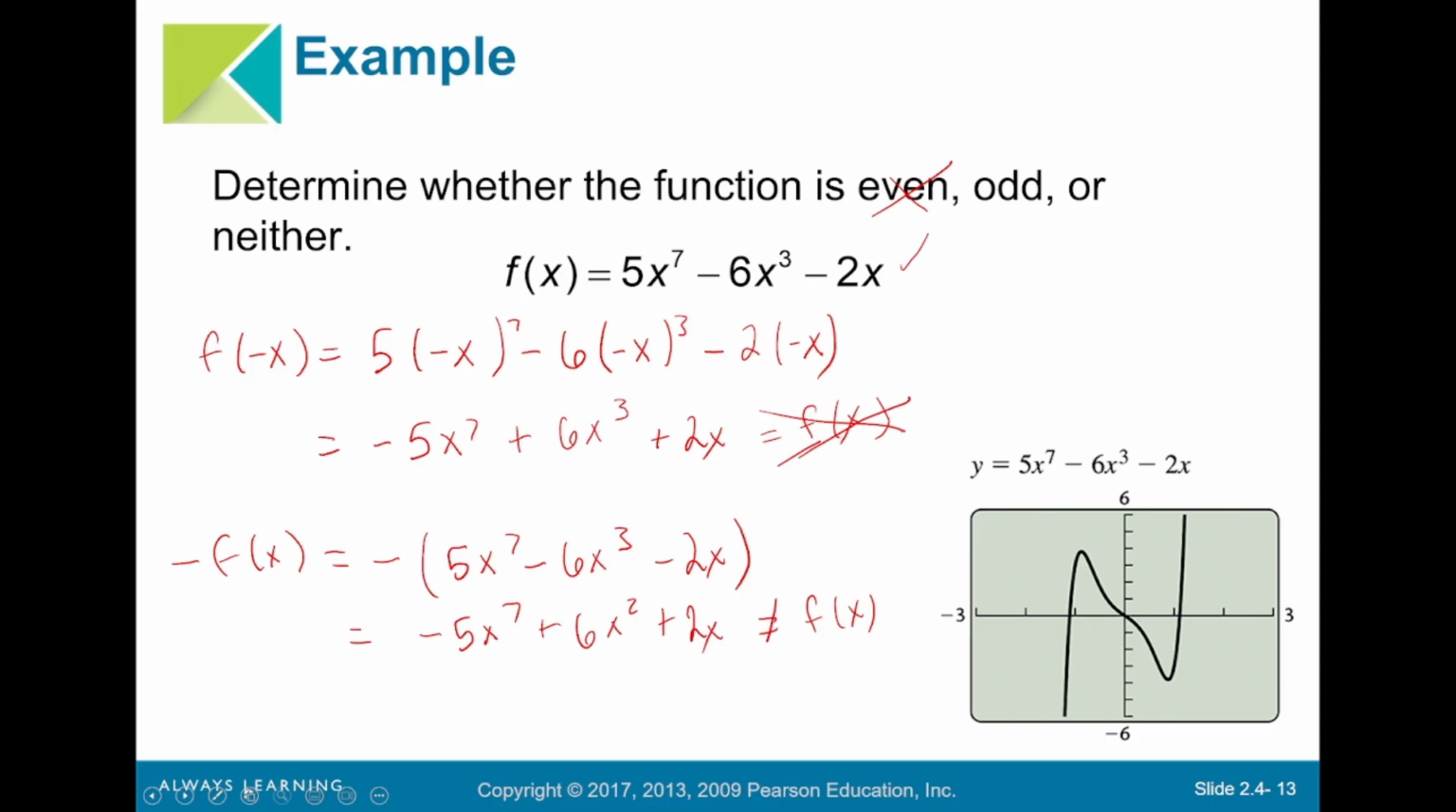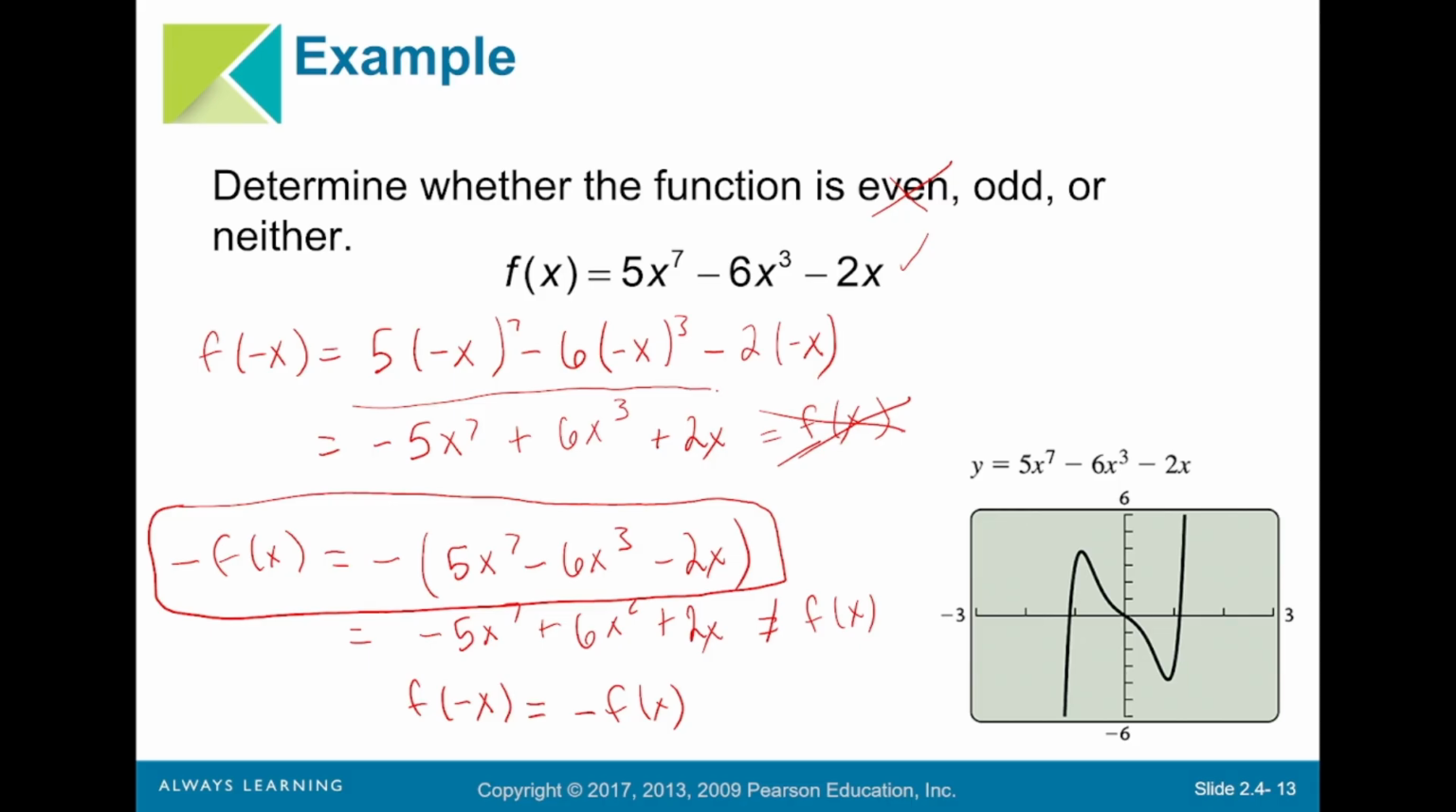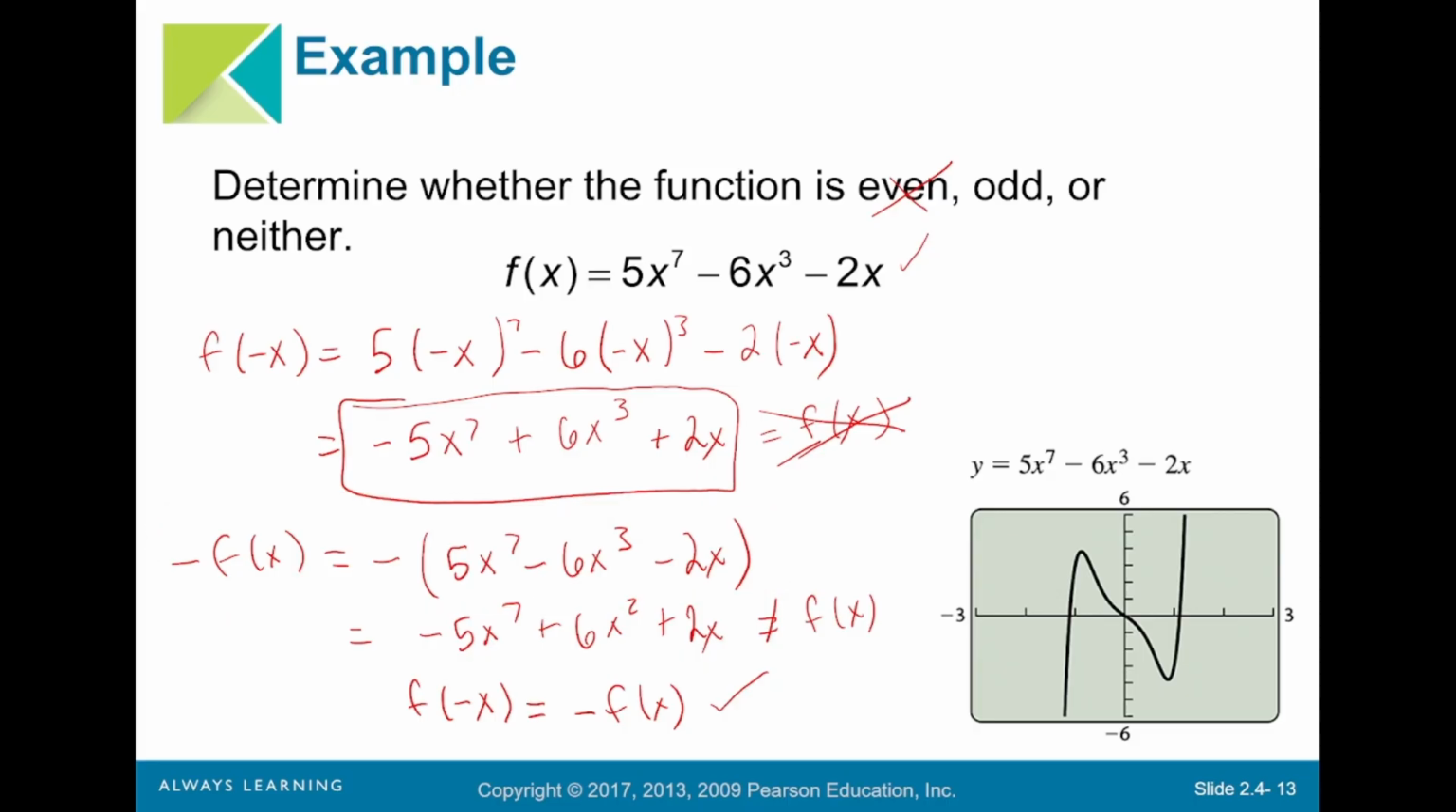So now we're going to compare if f of negative x equals negative f of x, right? So does this one equal this one? And yes, that is true. That is true, because in the simplified version of negative f of x, we have a negative 5x to the 7 plus 6x cubed plus 2x. That should have been a cube. So therefore, it is odd.